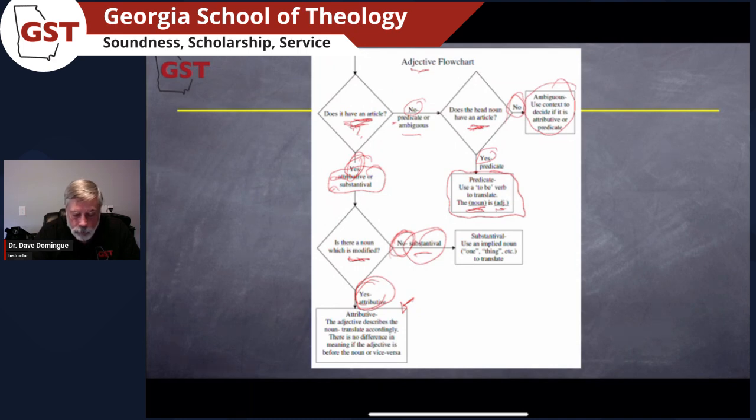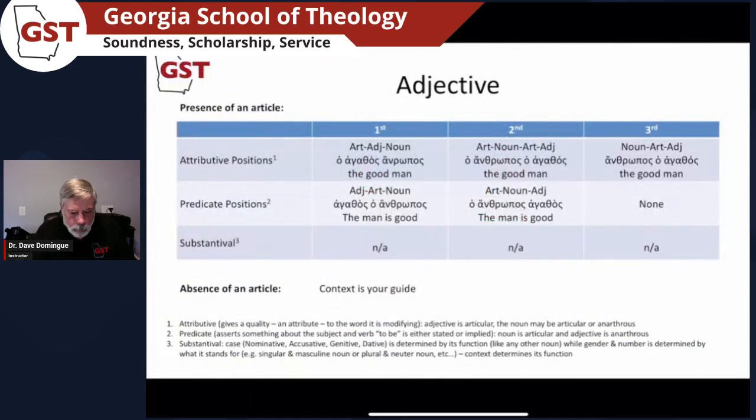And it can be in various orders. I want to kind of highlight the orders. All right. So this is really sort of a summary chart, and in some ways I like page 83 kind of brings it out. So let's see if we can walk through this and look at page 83 at the same time. So in the attributive position, it gives a quality or an attribute to the word it's modifying. The adjective would be articular. That means it has an article.